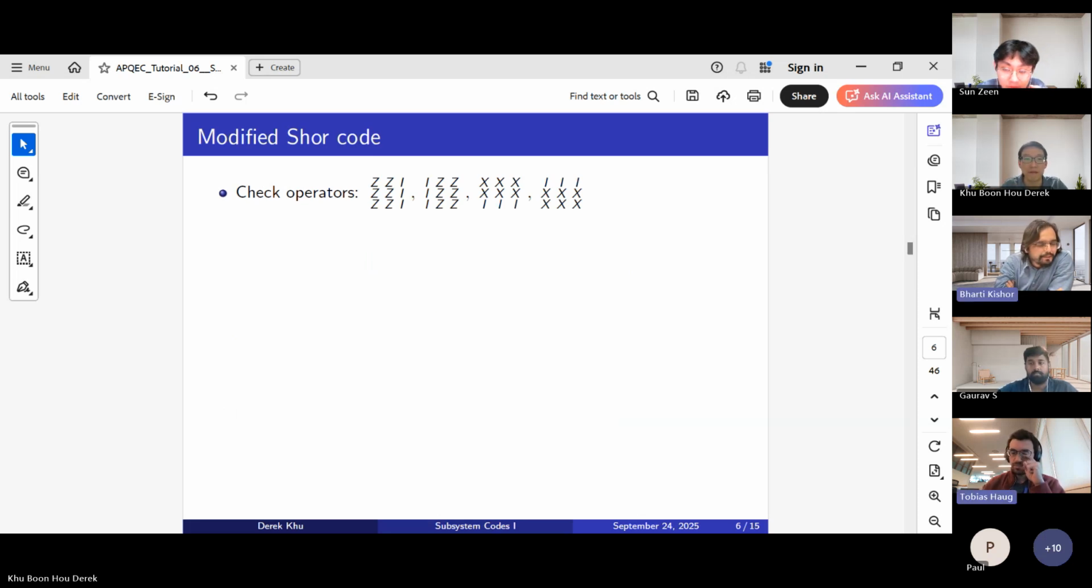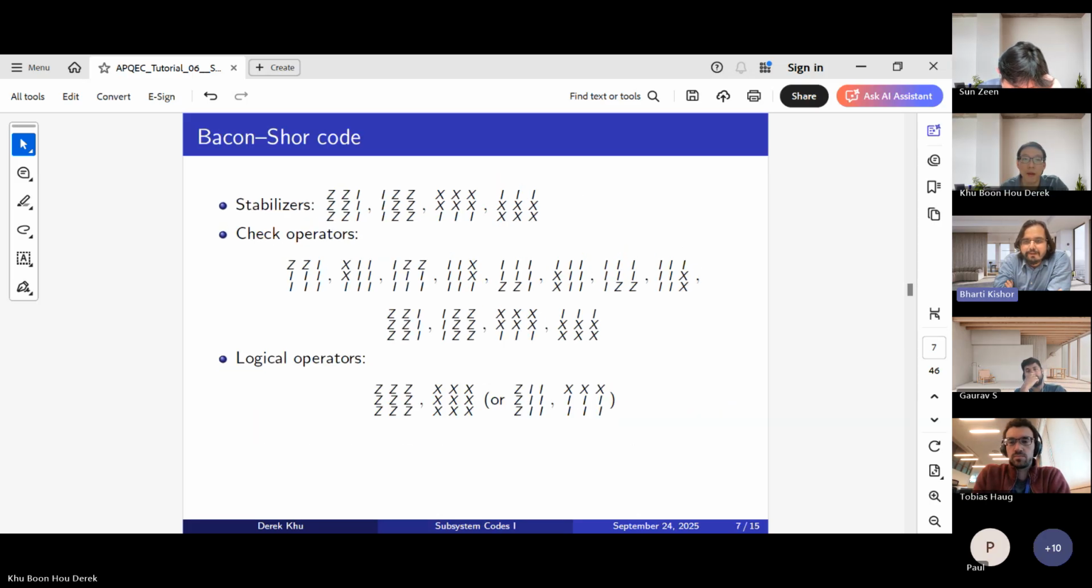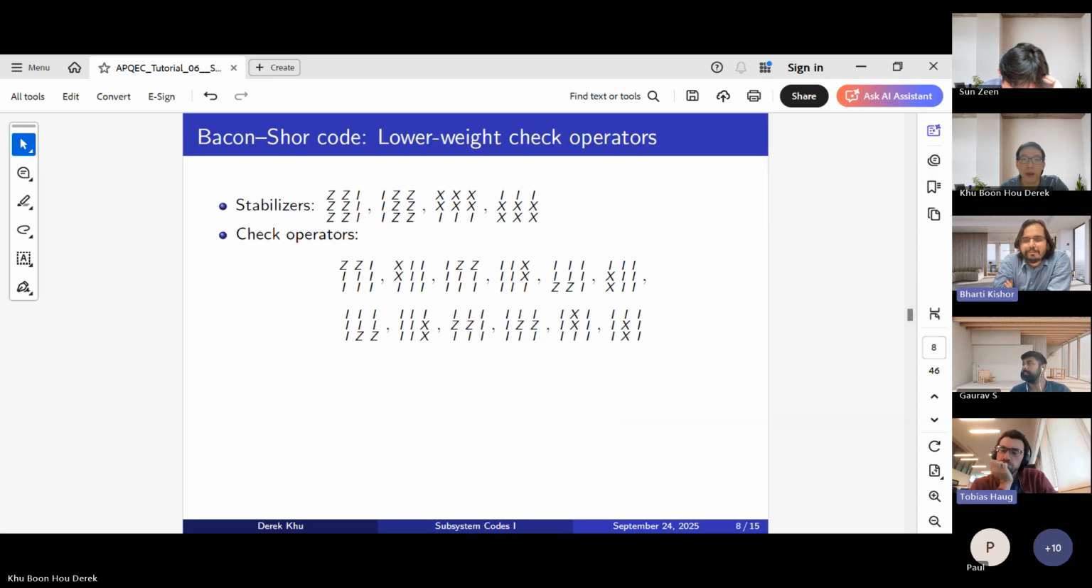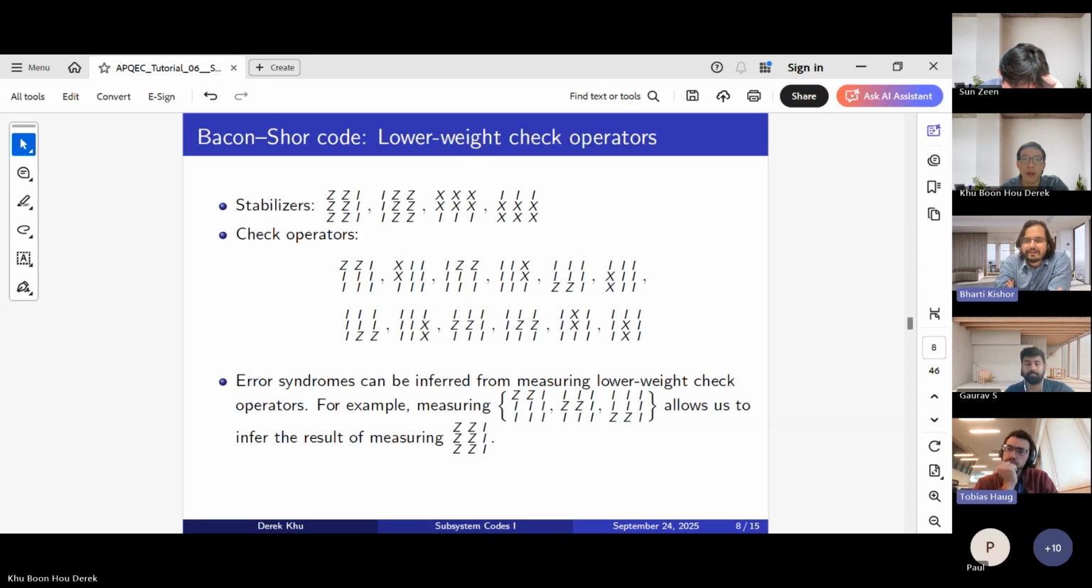Also, maybe one more downside that I can think of is that for stabilizer codes, all measurements commute, right? So you can also combine them together and do a smaller number of measurements simultaneously. But here they don't commute, so that can be a problem. I mean, it's not a big problem. The weight is small.